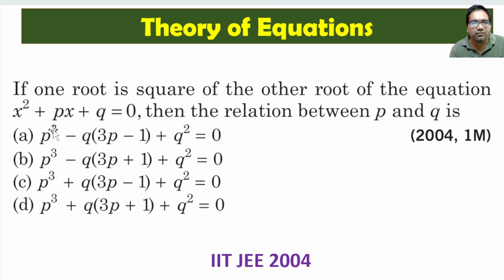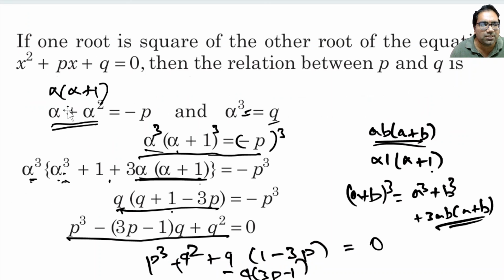Very simple problem. One root is the square of the other root. That means we know alpha plus alpha square. At the same time, we know what alpha cube is. From these two equations, we have to eliminate alpha. How do we do this? Alpha plus alpha square, if we do the cube of this, this is nothing but alpha into alpha plus 1. If we do the cube of this, we'll get alpha cube into alpha plus 1 whole cube.